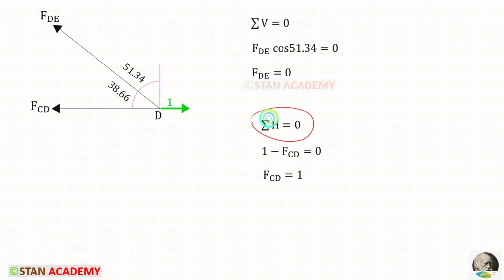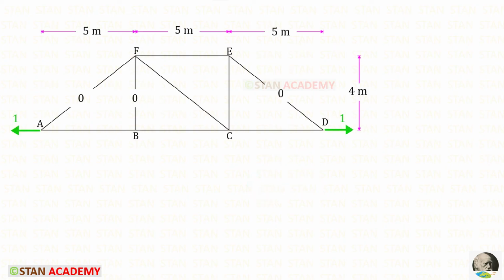Let us apply this rule. This force is acting towards the right side, so it will be positive. FCD is acting towards the left side, it should be negative. For FCD, we will get 1. If FCD is 1, FAB also should be 1. If this is 0, this also will be 0.